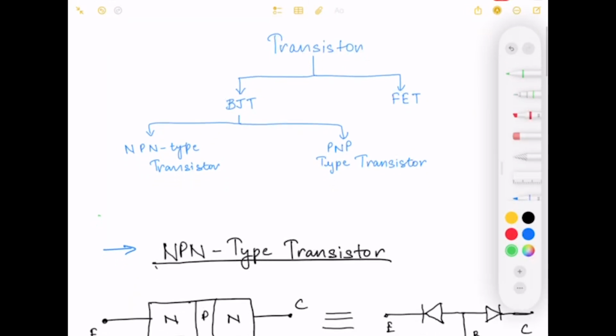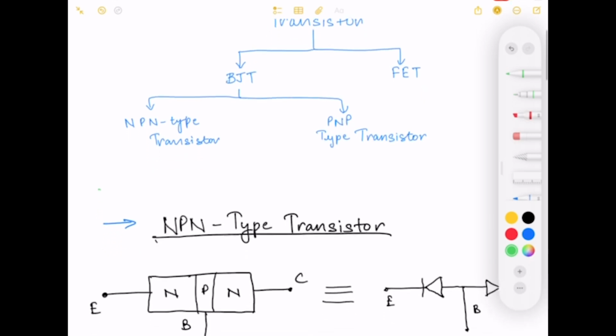Of bipolar junction transistors, which are the NPN type and the PNP type. Transistors are categorized into two types, BJT and FET. BJT is further divided into two types, NPN type transistors and PNP type transistors.